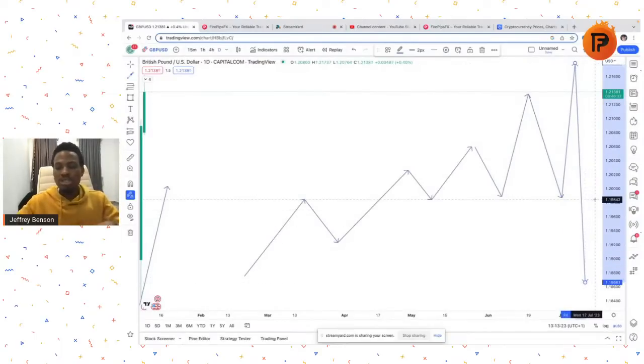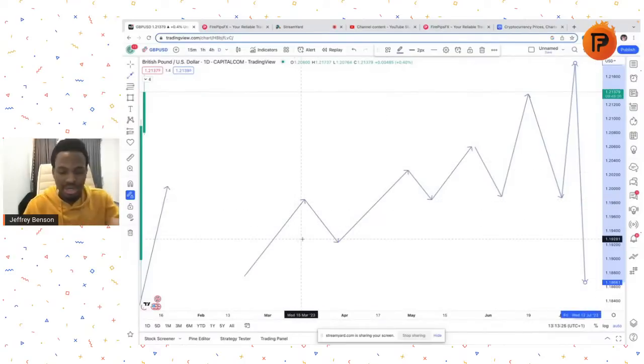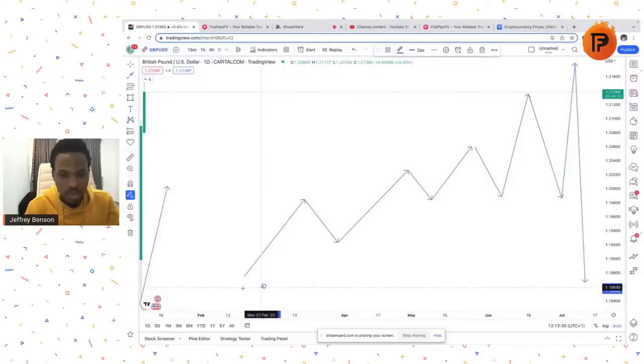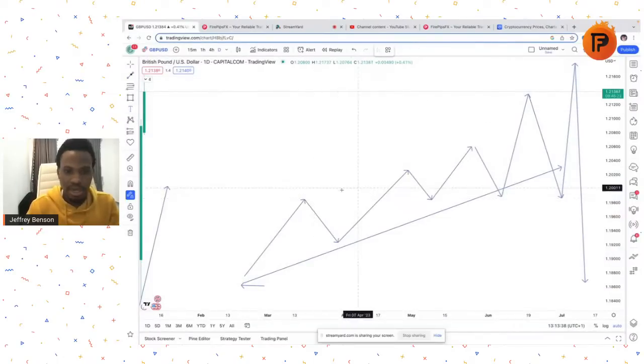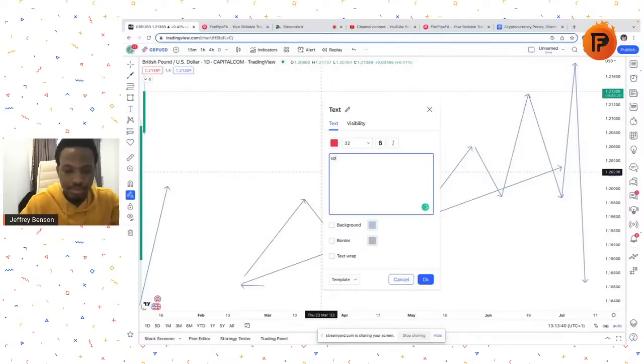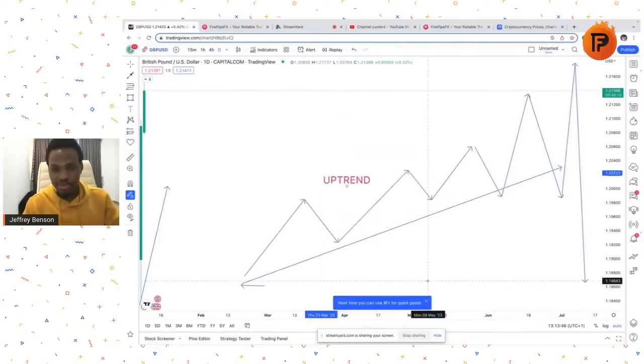So now, what is first? Let's break down every component on this chart. First, we're in an uptrend from here. This is an uptrend, correct? How many of you agree with me? Uptrend. You have no choice, you have to agree with me. That's an uptrend, correct?